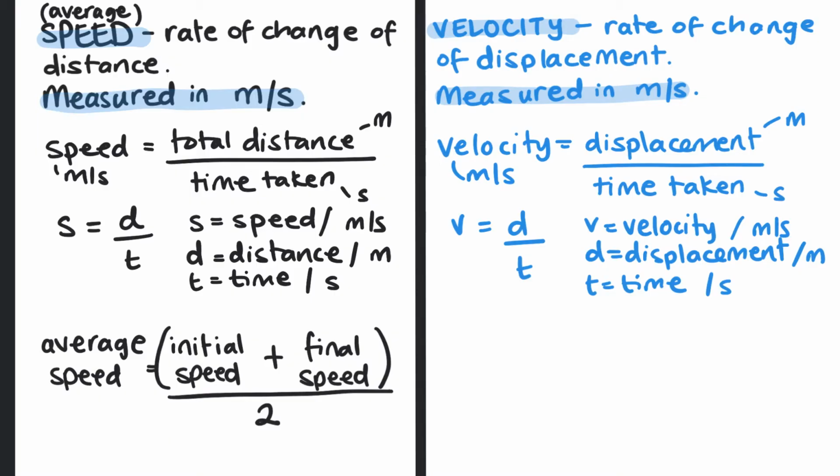If we know the initial and the final velocities, we can also work out the average by adding them together and dividing by 2, just as we do with speed.